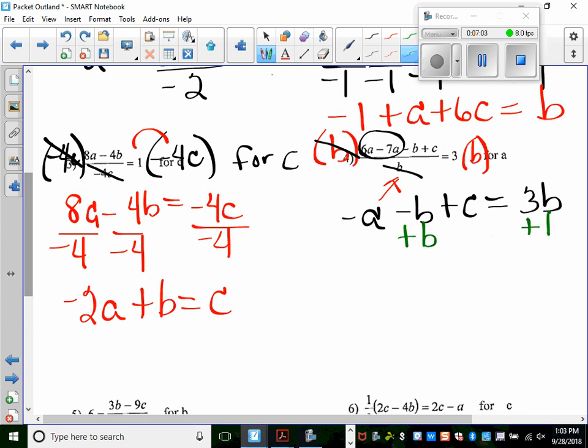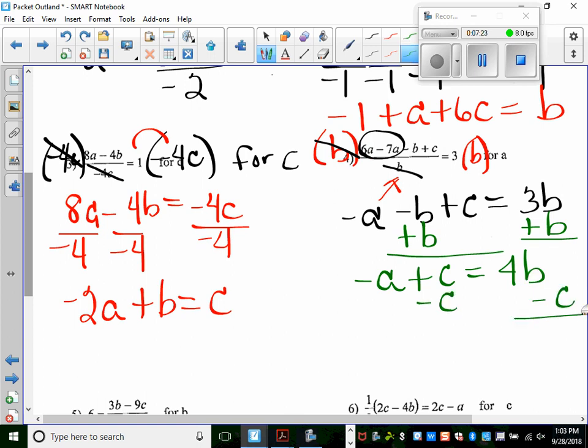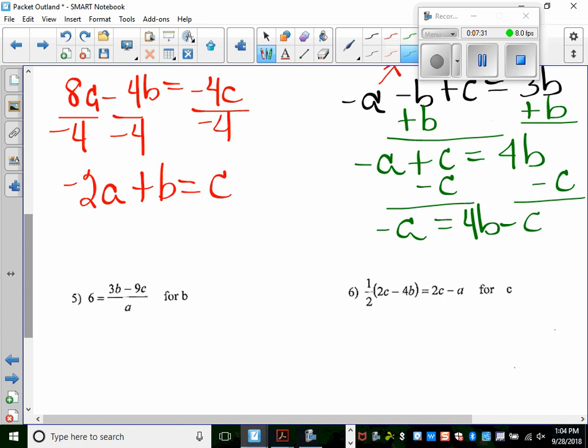Now I can put these underneath one another because they're both b's. So what's 3 b's plus another b? All right, so that's going to give me 4b. So I need to do 2 more things. I need to subtract c. And then what else? I just take the negative. What operation? Divide by the negative. So that's going to give me a equals negative 4b plus c.